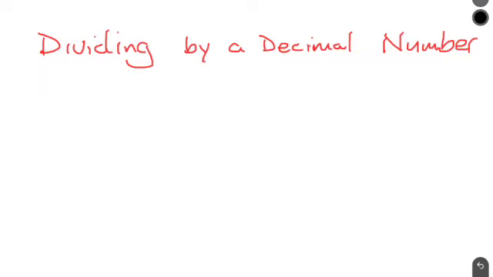In this video, we'll be looking at how to divide by a decimal number. I'm sure we've seen a problem, for example, where we had to divide a number that looks like this: 2.5 divided by 0.25.